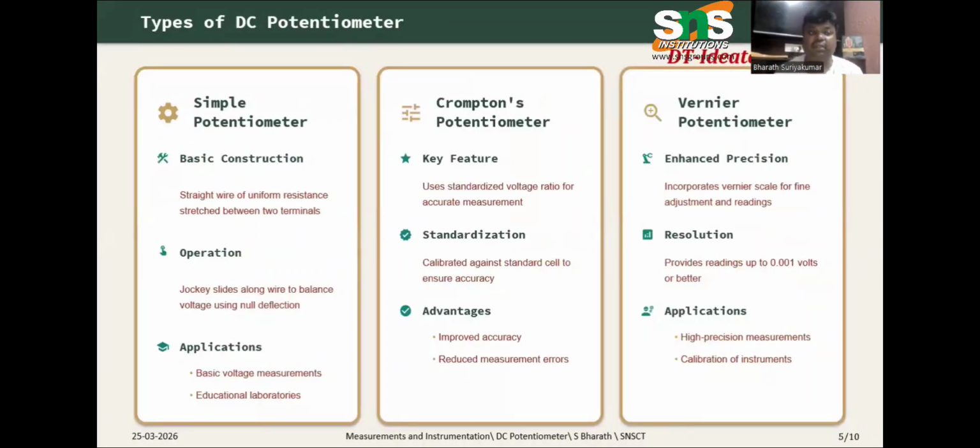There are various types of DC potentiometers: the simple DC potentiometer, which we have seen now as an example, Crompton's potentiometer, Vernier potentiometer, etc. In all of these, the basic construction is a straight wire of uniform resistance. The key feature of a Crompton potentiometer is that it uses a standard voltage ratio for accurate measurement. The Vernier type has enhanced precision, incorporating a vernier scale for adjustment and readings. Their operation includes various standardization advantages. All those things are listed over here.